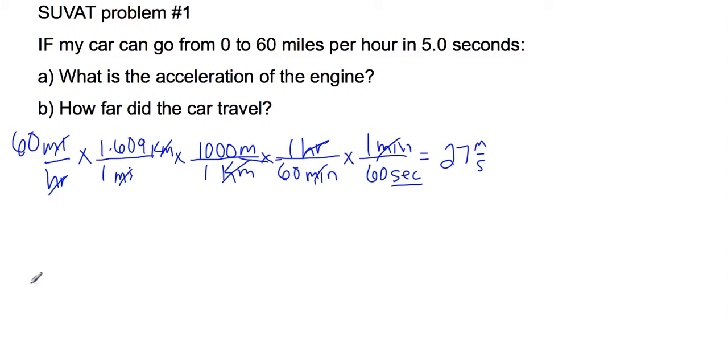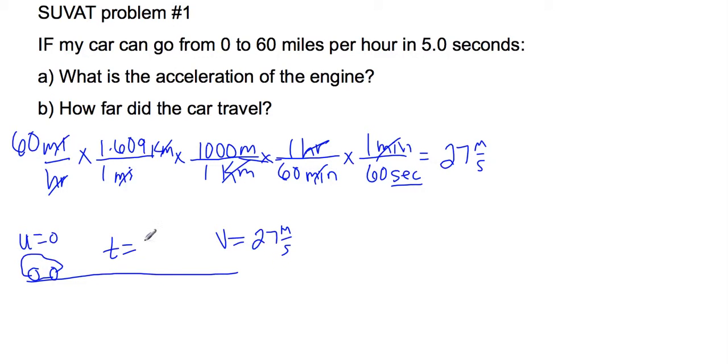Now, I like to draw pictures. In my case, I don't have a car, I drive a van. I have a family, I feel kind of old, but whatever. Here's my bad-looking van. Its initial velocity, u, is equal to 0. Its final velocity, now that we converted it, is 27 meters per second. We decided there's a time interval that this happens. That is 5 seconds, and that's to go that whole distance.